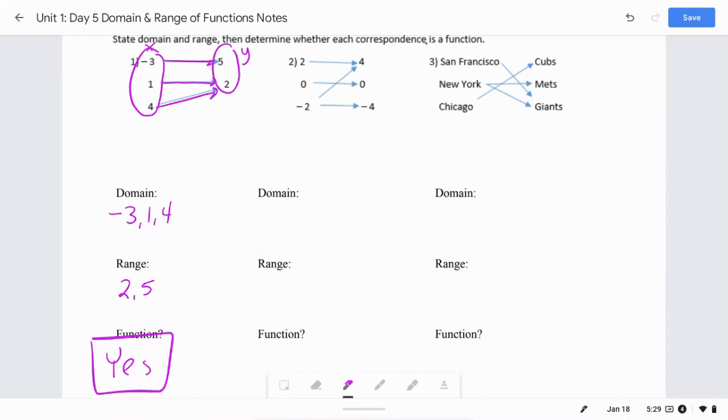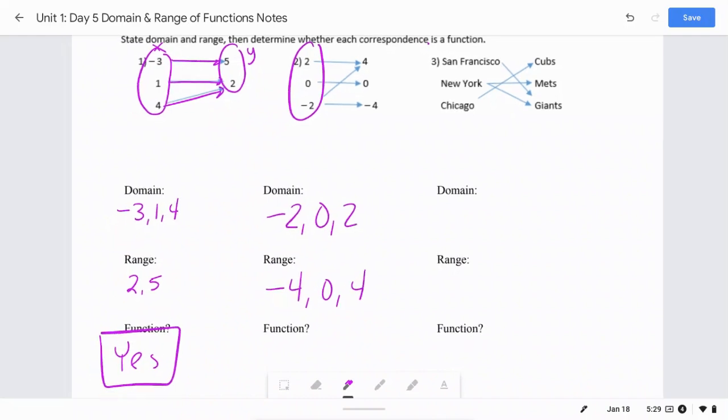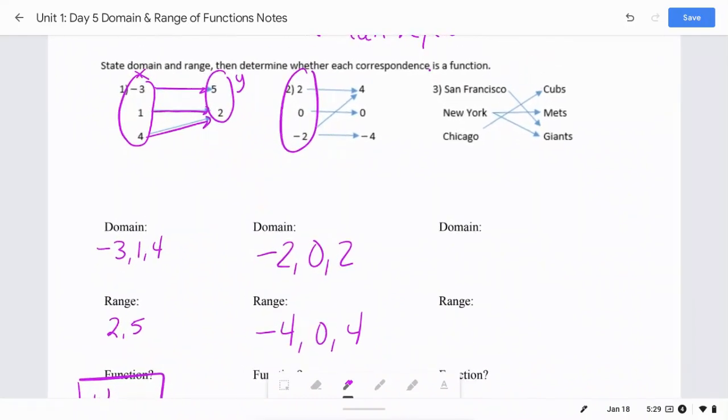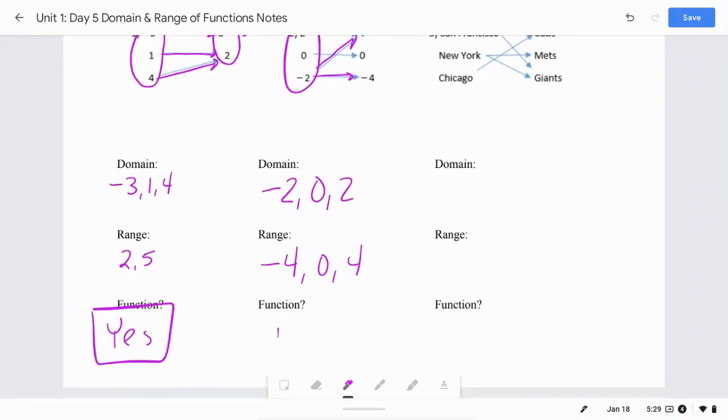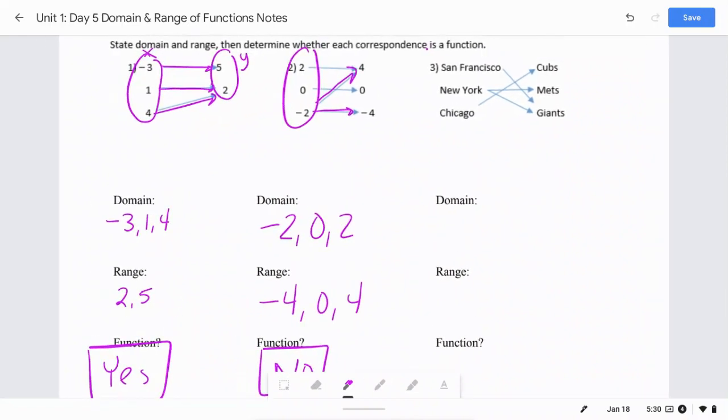In example 2, I'm going to put the x values or the first values in order from smallest to largest. So it would be -2, 0, +2. And then for the range, I'm going to put the y values in order from smallest to largest, which would be -4, 0, +4. Now, if you look carefully at example 2, the -2 is pointing at two different numbers. So therefore, the -2 is repeating. And since that's one of the x values repeating, this is not a function since the -2 repeats.